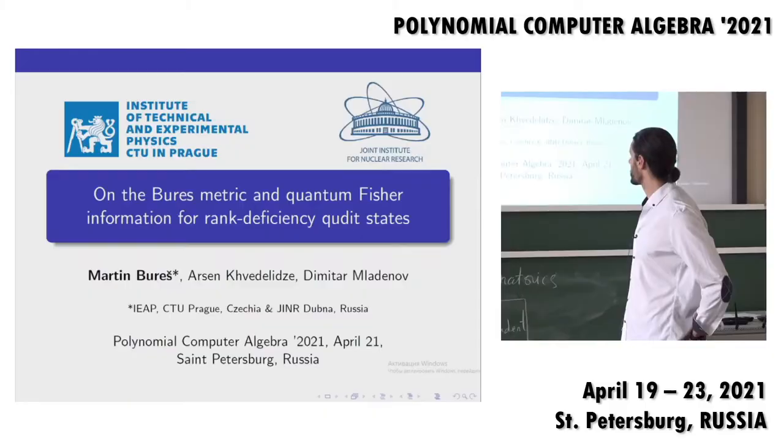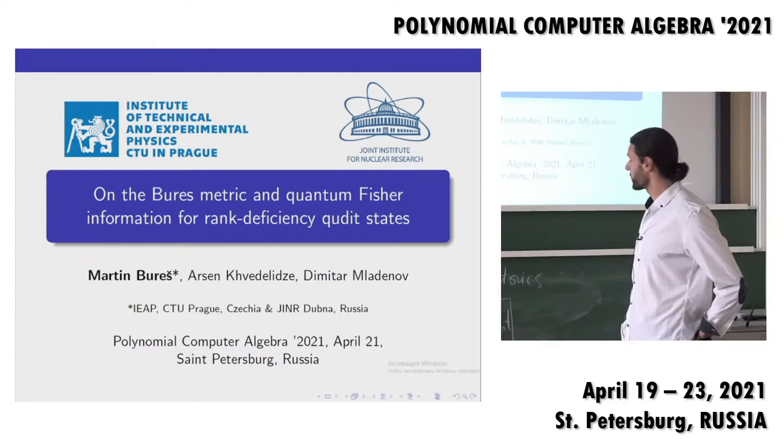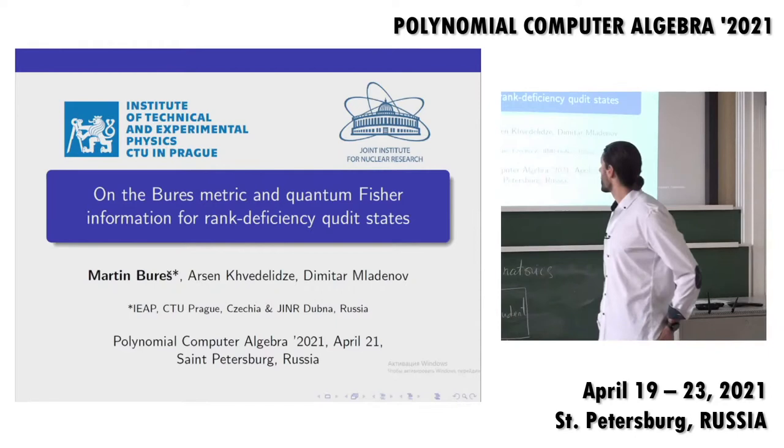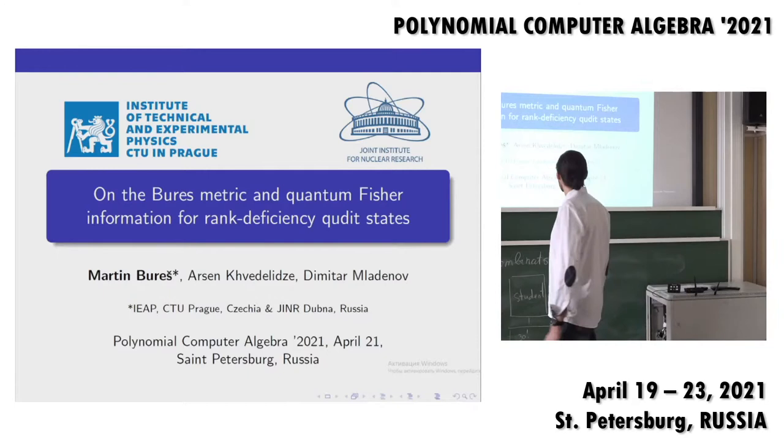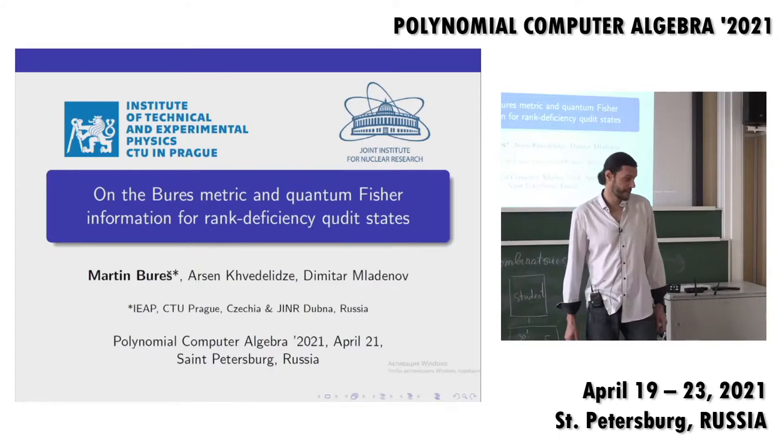This work is being done together with Arsen Khvedelidze and Dimitar Mladenov. It's on the Bures metric, or the quantum Fisher information, which are closely related, on rank-deficient qudit states. So on the space of density matrices which have a lower rank.